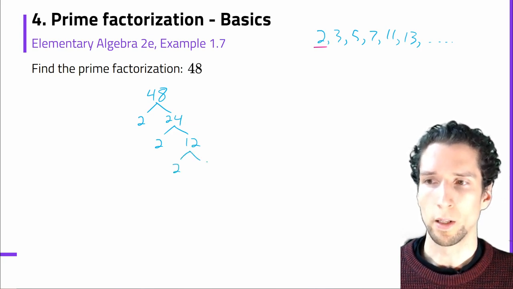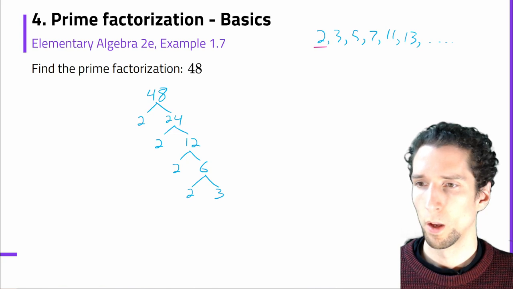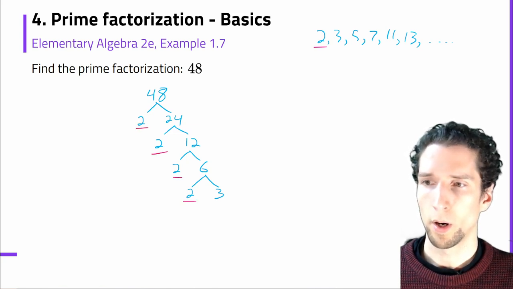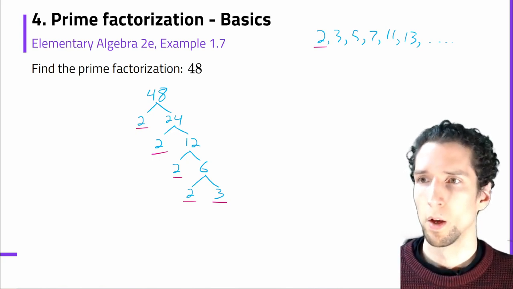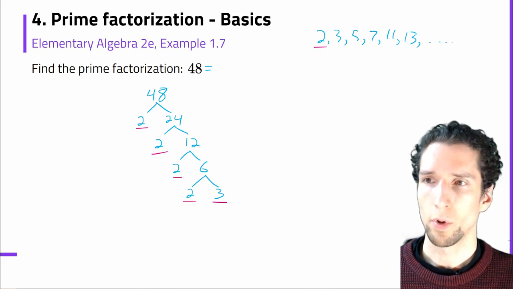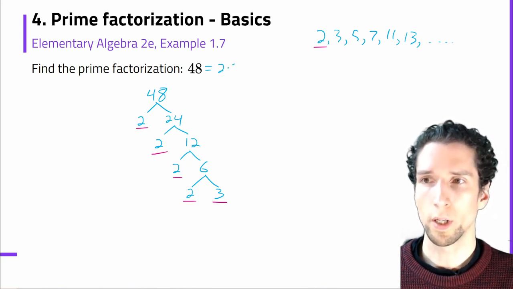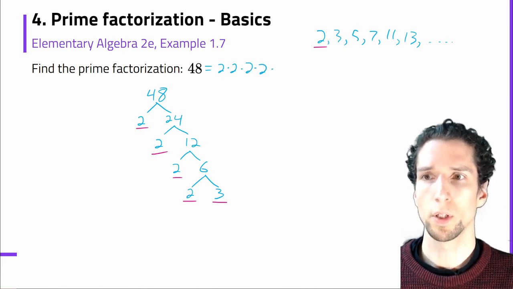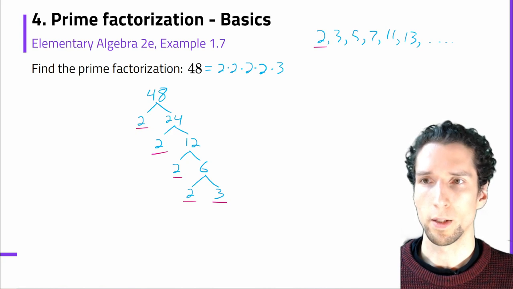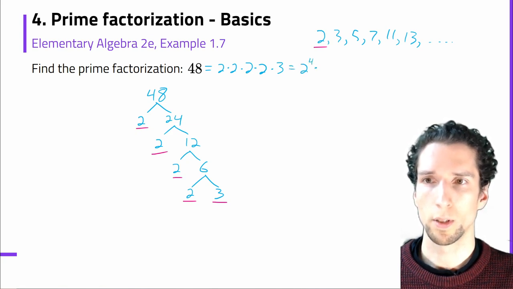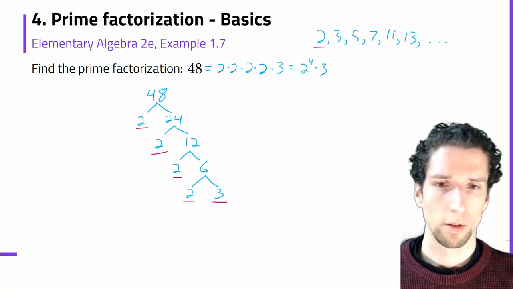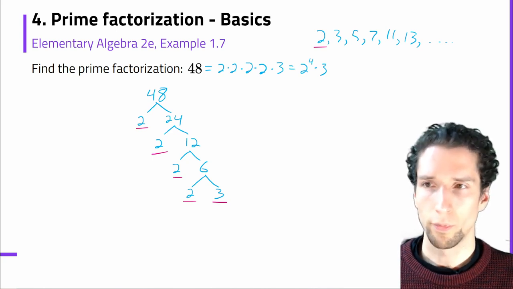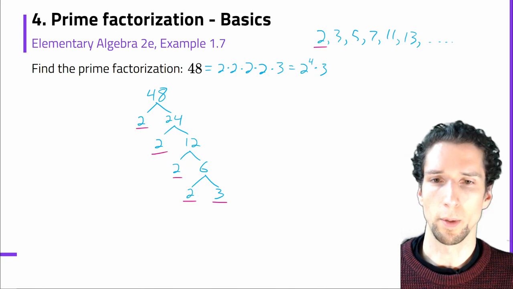Result is 2 and 6. So we can still do 2. So 2 and then 3. Okay, prime, prime, prime, prime, prime. All the factors that we have now are prime numbers, so we're done. So that means prime factorization of 48. This 48 is equal to 2 times 2 times 2 times 2 times 3. Or we could also write this as 2 to the exponent 4 times 3. That's it. So this is a simple example. We'll have some simple practice and then some larger numbers.